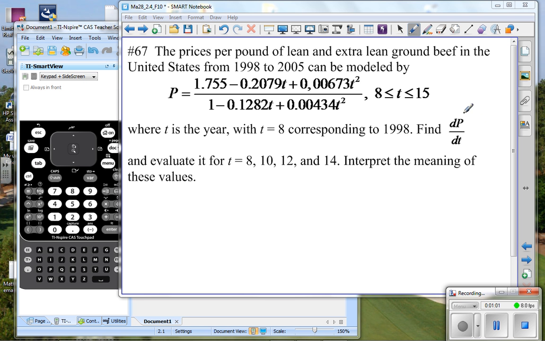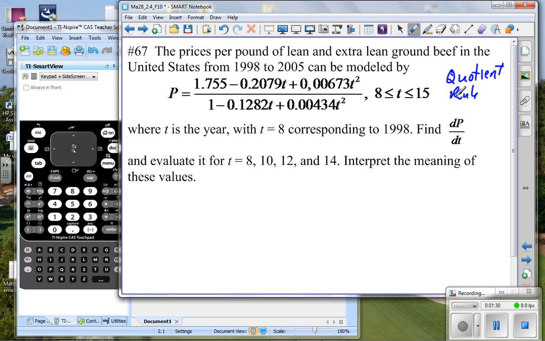Now we're asked to find dP/dt. Be very careful when you read this. We're looking at the derivative of the output variable P with respect to the input variable T. So we're looking for the derivative of this function. Obviously, we're going to have to use the quotient rule because we do have a quotient for our function there. So find the derivative, then evaluate it for these 4 years, and then interpret the meaning of them.